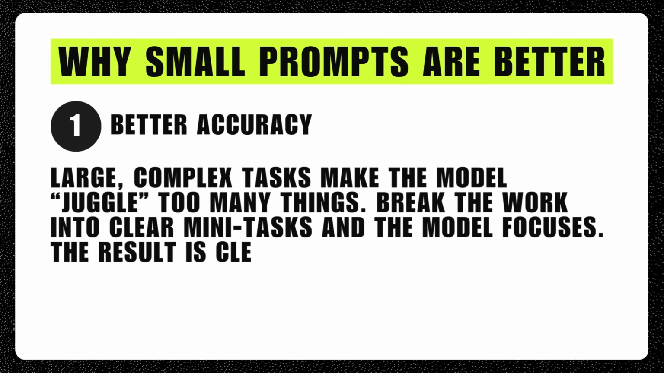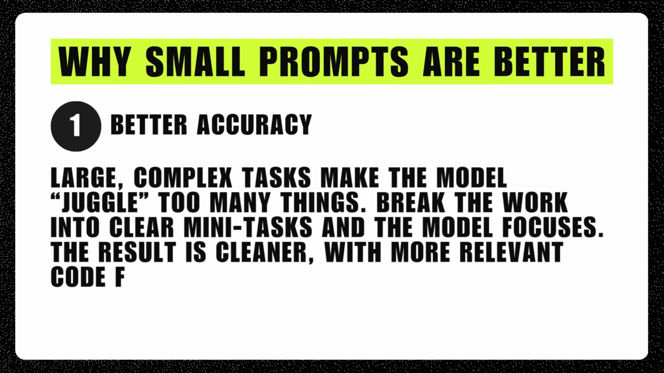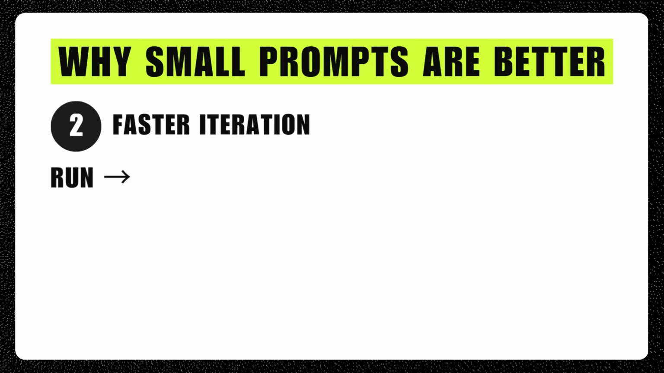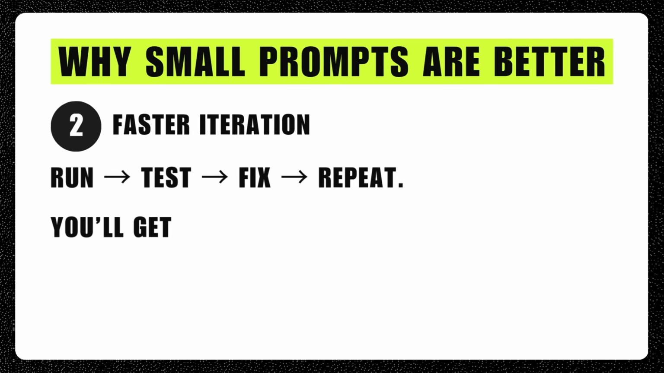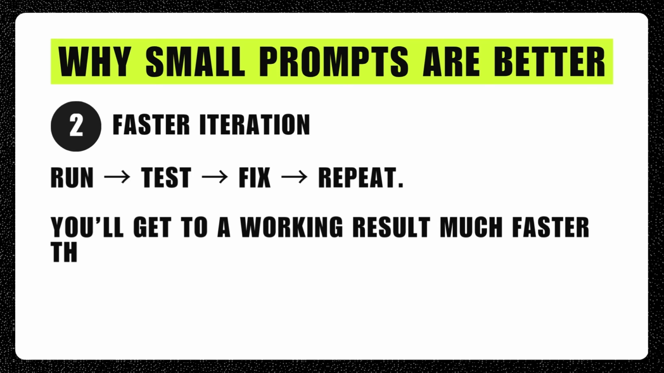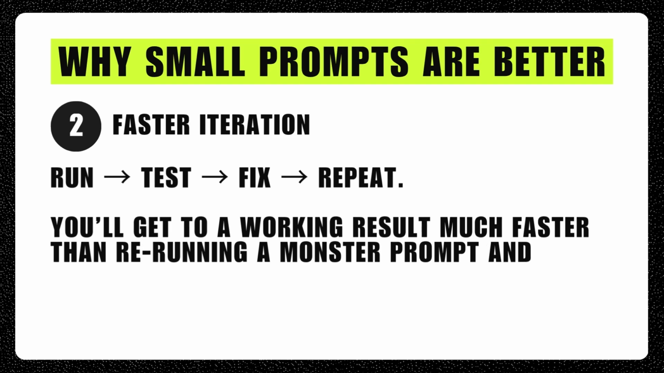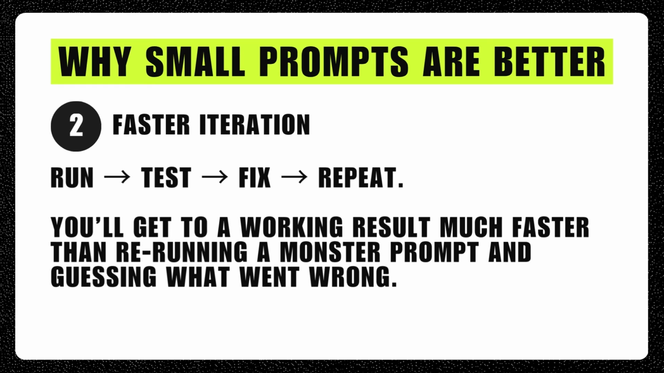The result is clearer with more relevant code for each piece. Faster iteration. Small runs means smaller feedback loops. Run, test, fix, and repeat. You will get to a working result much faster than rerunning a monster prompt and guessing what went wrong. Easier debugging. If something breaks, you only inspect one feature.